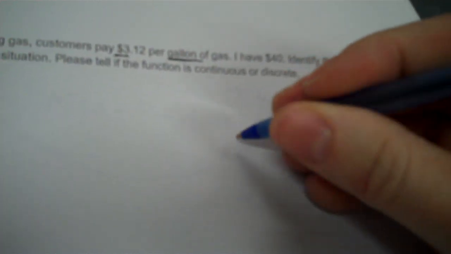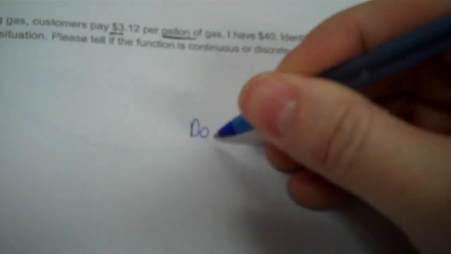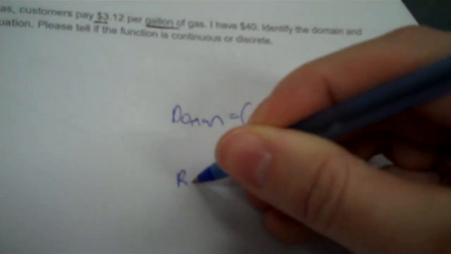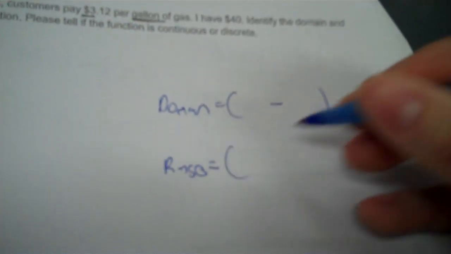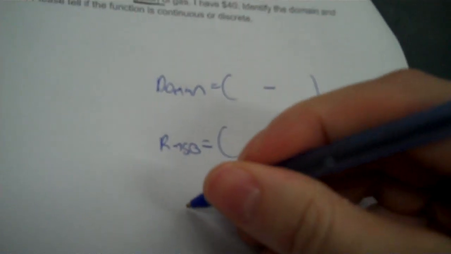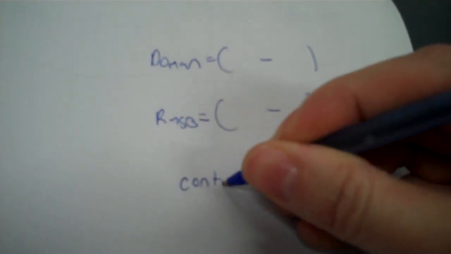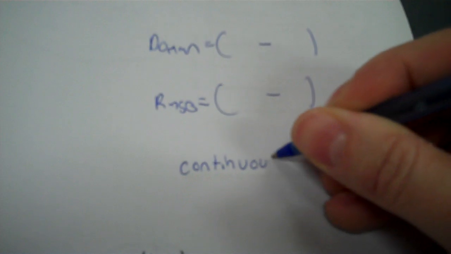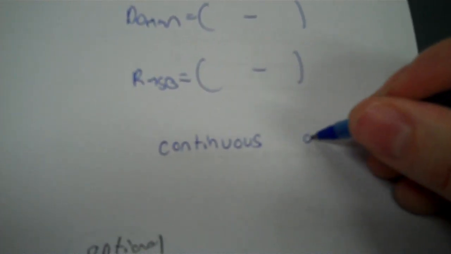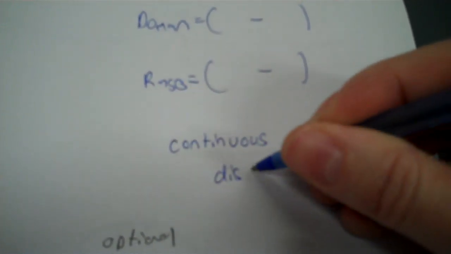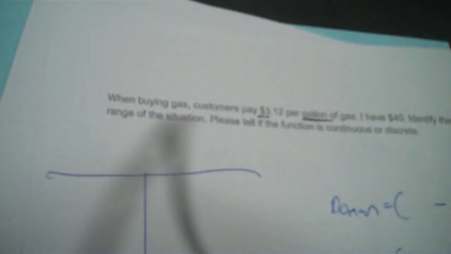Now cross out the graph here, you don't need it, okay? And also set this up, I'll have it set up on your test or any assignments you do. Domain equals, range equals, and then write this phrase please, continuous or discrete. There'll be a table here too.